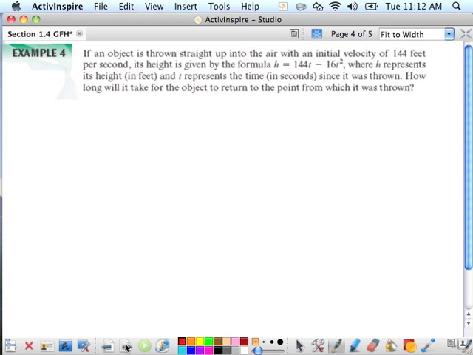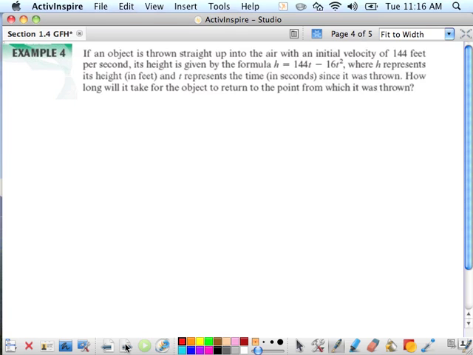If an object is thrown straight up into the air with an initial velocity of 144 feet per second, its height is given by the formula h equals 144t minus 16t squared, where h represents the height in feet and t represents the time in seconds since the object was thrown. How long will it take for the object to return to the point from which it was thrown?